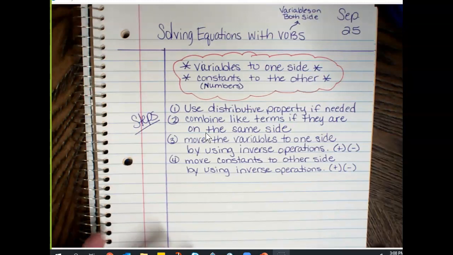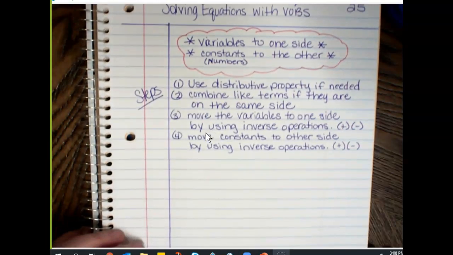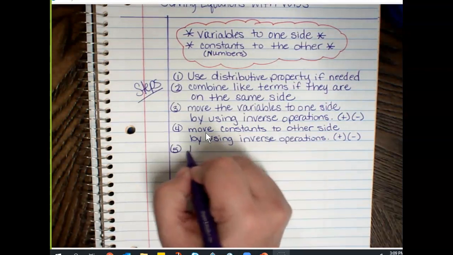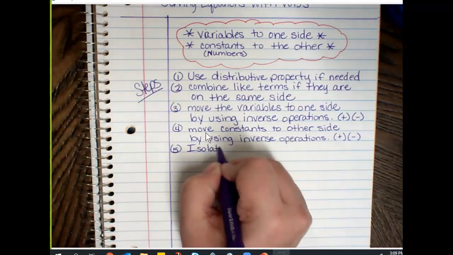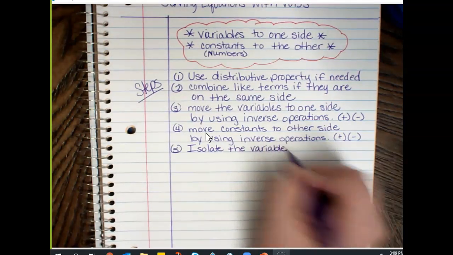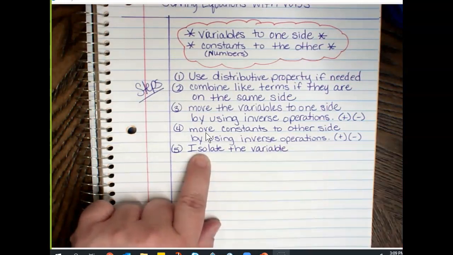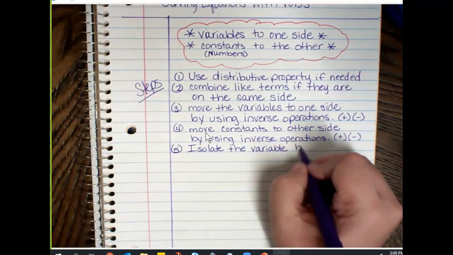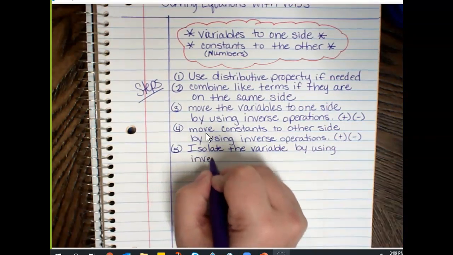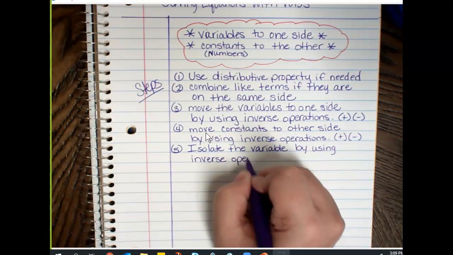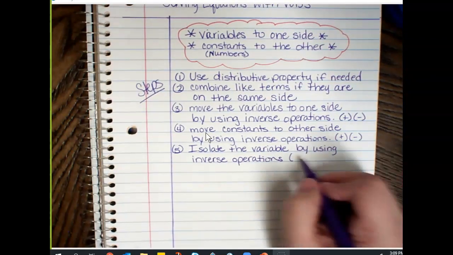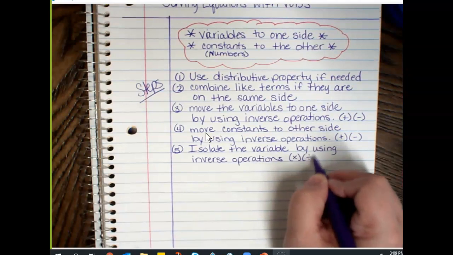And the last and final step is going to be to isolate the variable. What does that mean, isolate the variable? Get it by itself. Isolate means you're all alone. We're going to isolate the variable by using inverse operations. The difference is this time, when we're isolating, is when we'll use our inverses of multiplication and division.